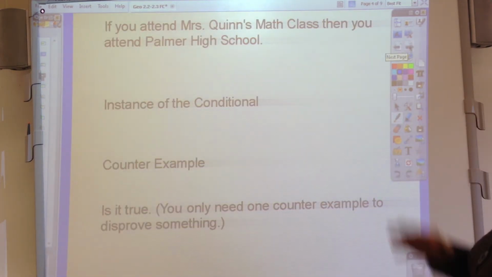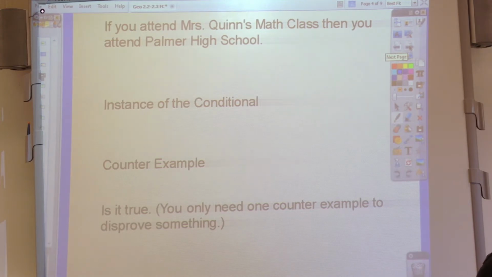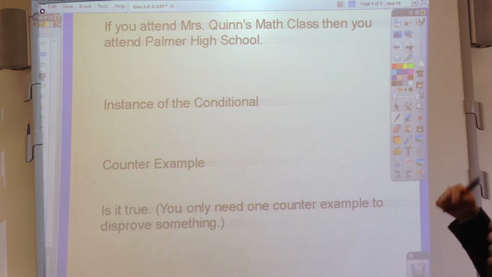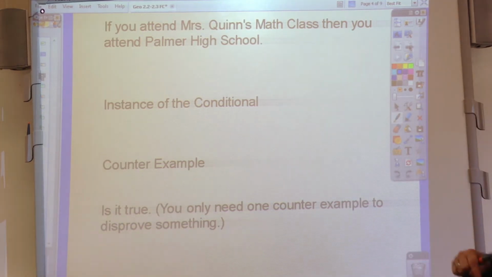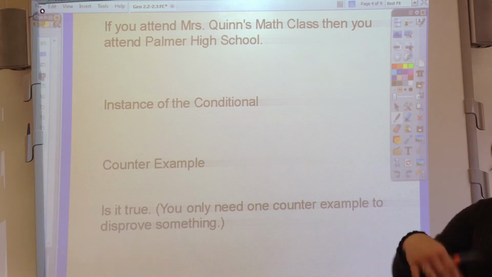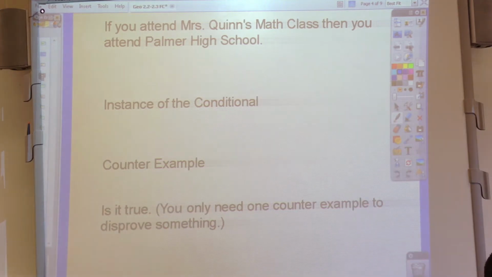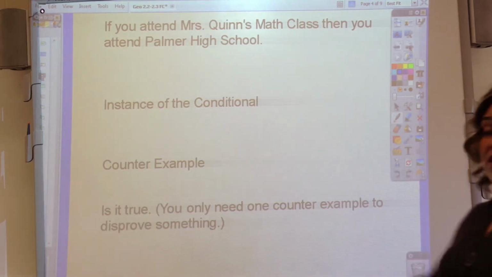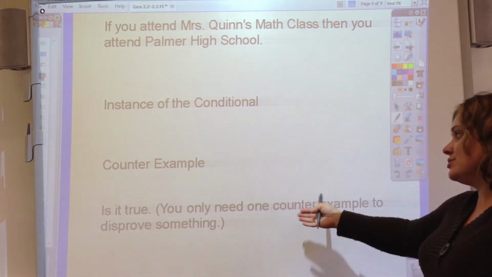All right, let's check out this conditional. If you attend Mrs. Quinn's math class, then you attend Palmer High School. Since I don't teach anywhere else for any other institutions, if you're in my class, you are definitely attending Palmer High. An instance of that conditional would be any student in this class. You are an instance of this conditional. There are no counterexamples, so it is true.